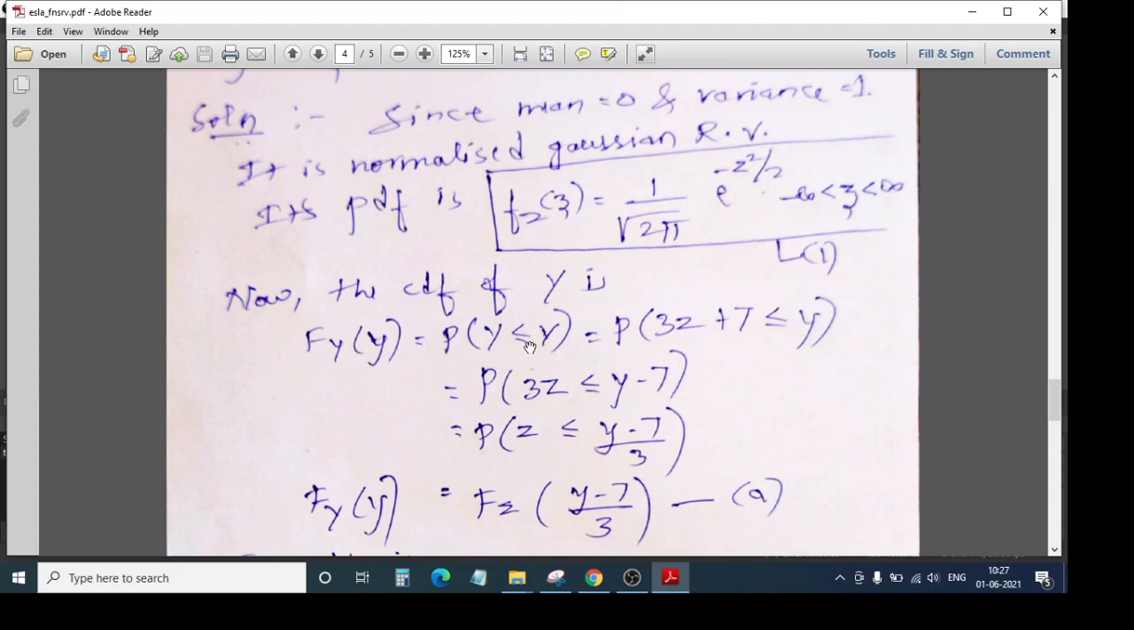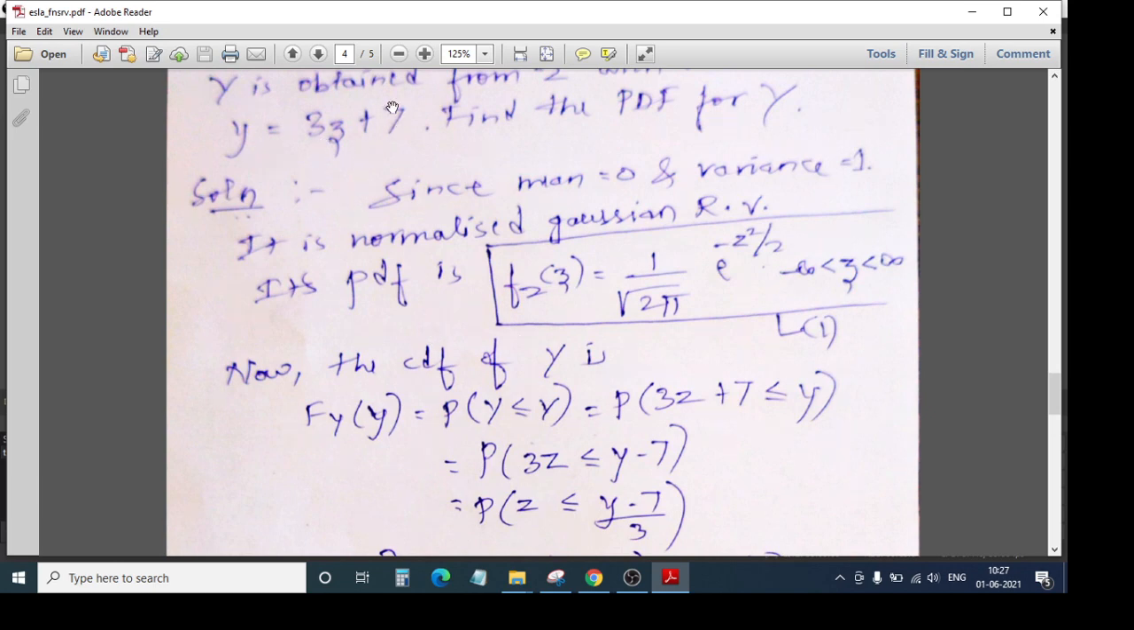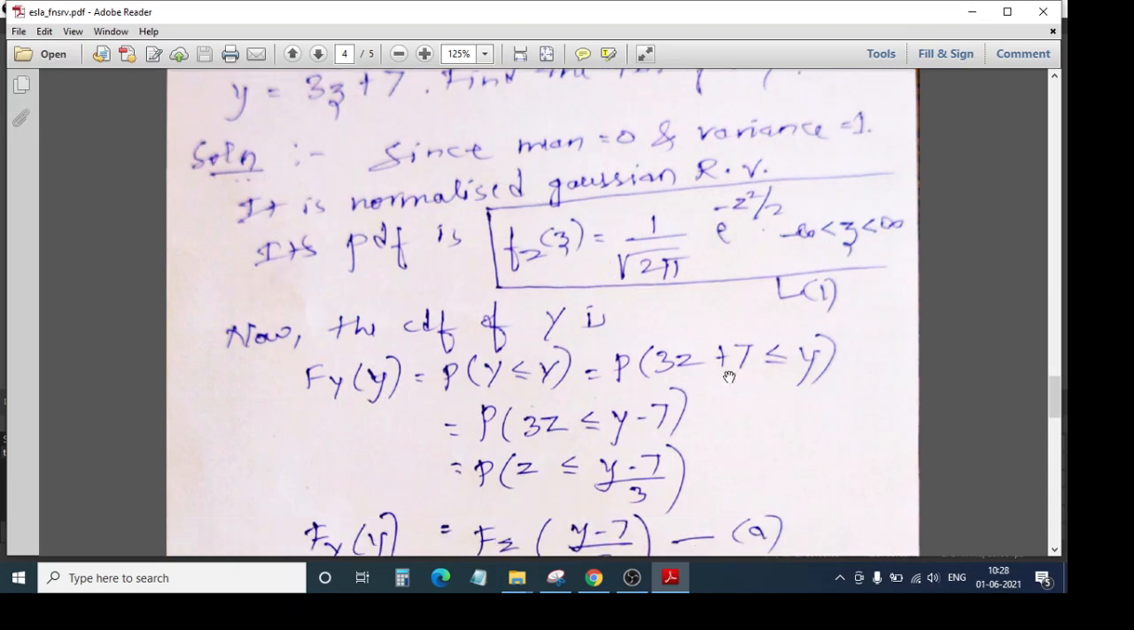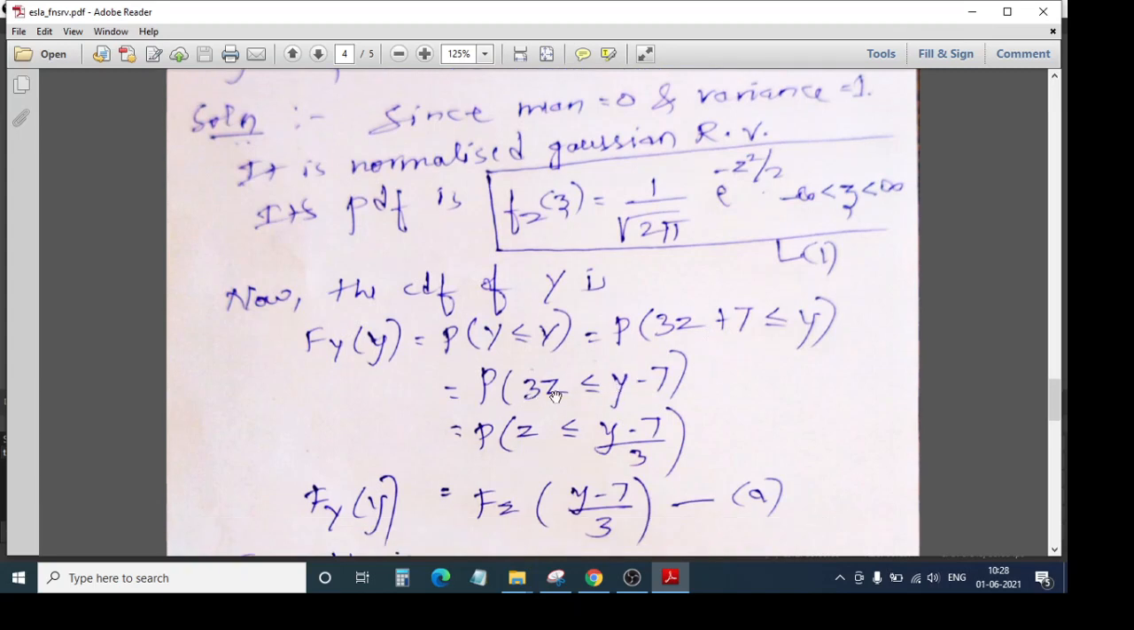Okay, so by definition, capital FY(y) is equal to probability that capital Y is less than or equal to small y. So we already know by what equation it is governed. It is 3Z plus 7. So use the same equation here, 3Z plus 7. Now rearrange these terms. This was our first step, rearranging the terms. So take this 7 to the RHS, then it becomes y minus 7. Next you divide by 3. So therefore it is (y minus 7) by 3.